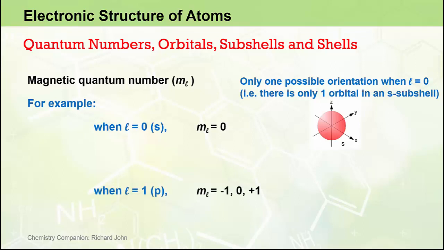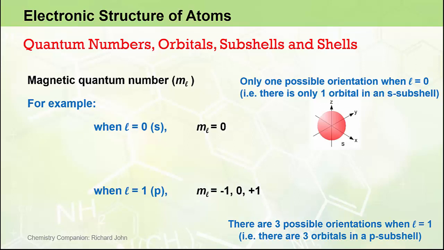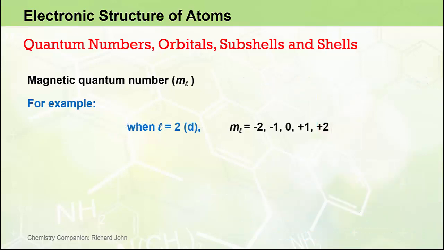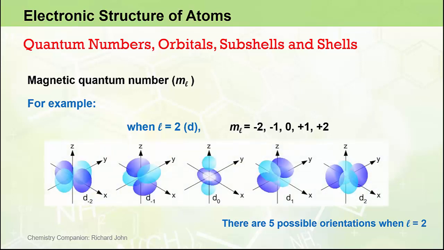However, when L equals 1, and we're talking about p subshells, what we see is the value of mL can take values from -1 up to +1, including 0. So there are 3 possible orientations when L equals 1. And that means that there are 3 orbitals in a p subshell, each with a dumbbell shape, one oriented along the x-axis, one along the y-axis, and one along the z-axis. When L equals 2, we are talking about d subshells and orbitals within d subshells, with allowed mL values going from -2 up to +2, including 0, which means there are 5 possible orientations of electron distributions, which are represented here.